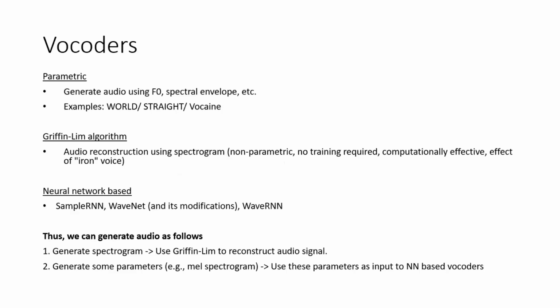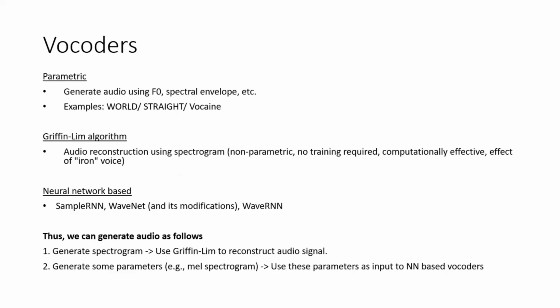To fix these issues, in recent years, several neural network-based vocoders have been proposed. I mentioned here the most popular ones, and we will consider WaveNet in this presentation. So to conclude, how do you synthesize speech? You have some input features, like text, for example, and you have some model that generates a spectrogram. Then you put this spectrogram into the Griffin-Lim algorithm and obtain the audio signal.